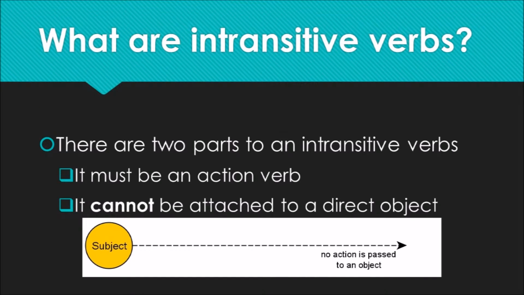Now we'll move on to intransitive verbs. Just like transitive verbs, there are two requirements to make a verb intransitive. An intransitive verb also must be an action verb, but unlike a transitive verb, an intransitive verb will not be attached to a direct object. That's the difference between the two.